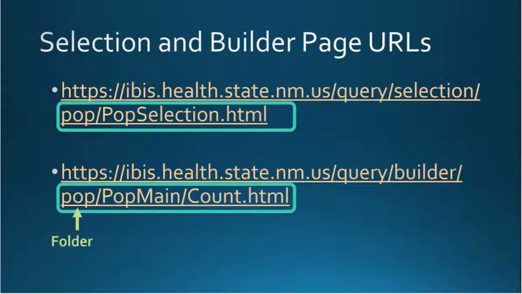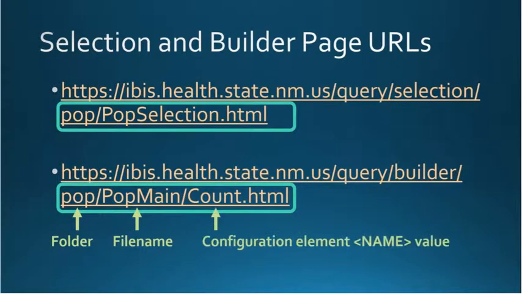To create this HTML page, IBIS doesn't need to know anything more. In the second example, pop main tells IBIS to use the popmain.xml file to create the builder page. This is the file type we refer to as the module XML file. The last part of the query builder URL names the configuration element to use.